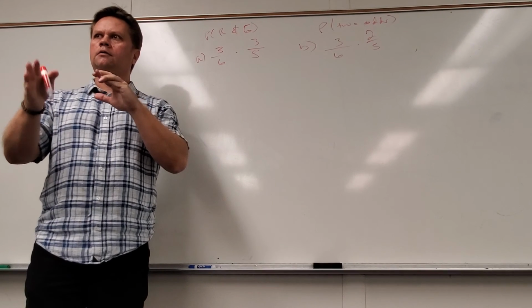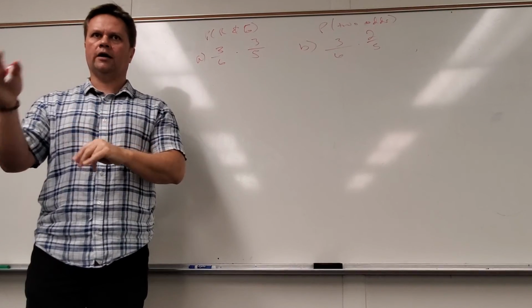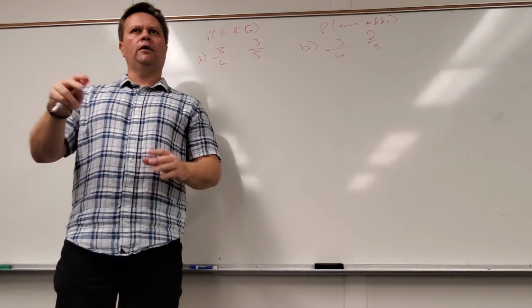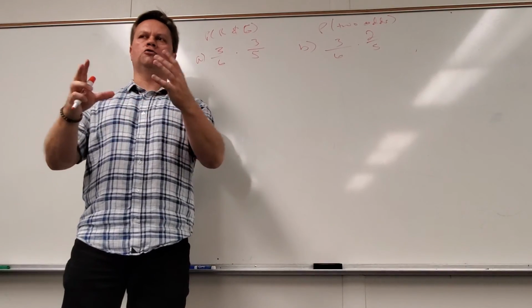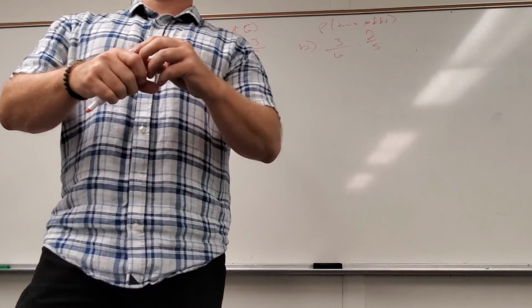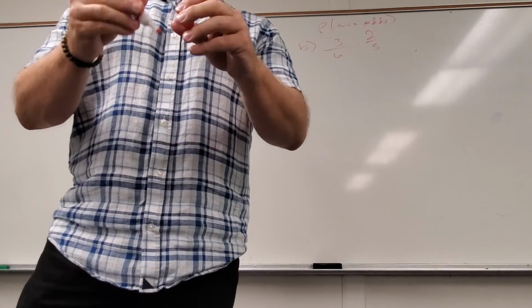So "and" means multiply, "or" means add. And we actually use that idea to construct the n choose x formula. I know we might have forgotten that, but we did.